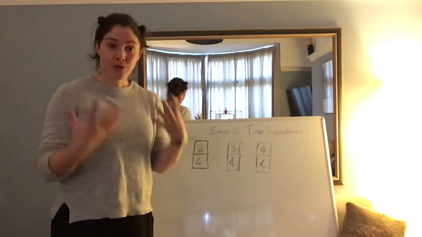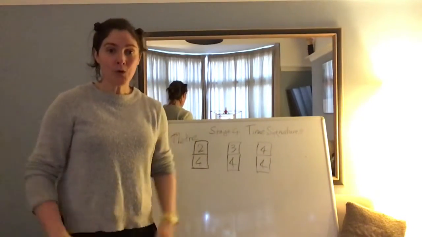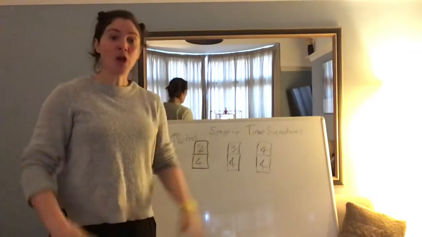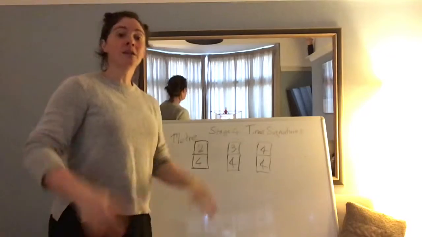Now let's have a go at 3/4. So now we have 3 crotchet beats in a bar. Boom, chick, chick. 1, 2, 3. It's much more flowy feel, like a dance or a waltz.